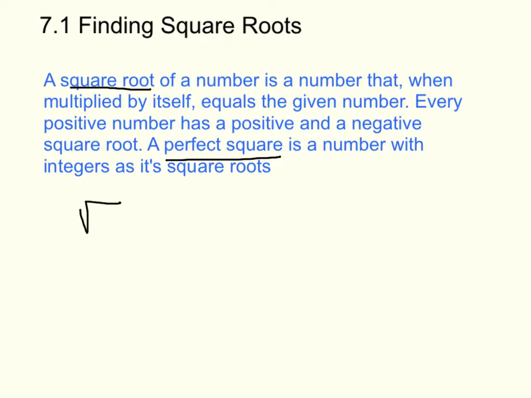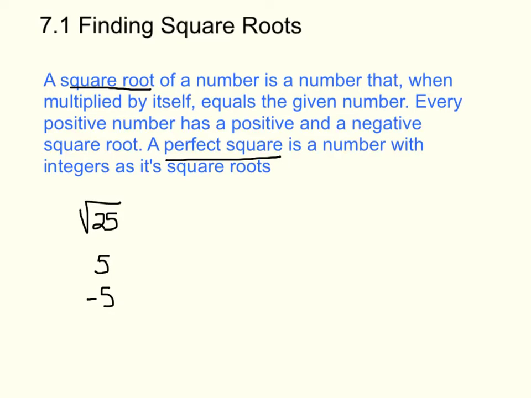If I just ask you about this, the square root of 25, it's asking you what number times itself gives you 25. It'd be 5. But the square roots of 25 could also be negative 5, because negative 5 times negative 5 is also 25. So 25 is a perfect square because 5 and negative 5 are both integers. Remember, integers are just positive and negative whole numbers, whole numbers and their opposites.